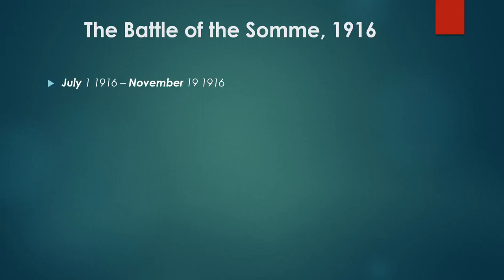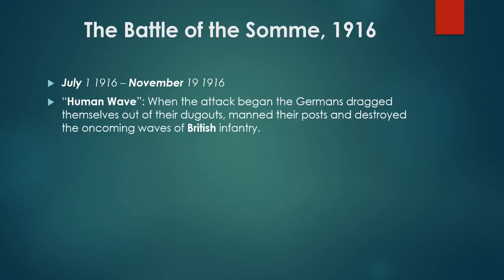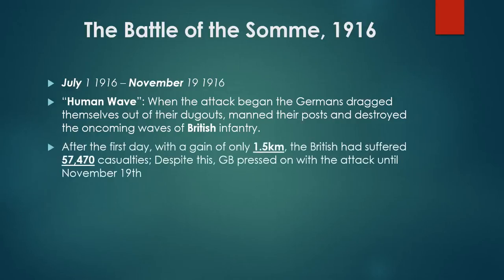Then we have the Battle of the Somme, which was also in 1916. This was significant because it showed a new strategy for trench warfare. This was called the human wave. When the attack began, the Germans dragged themselves out of their dugouts, manned their posts, and destroyed oncoming waves of the British infantry. What the British tried to do was go up over no man's land and into the German trenches. This was never done before in trench warfare, so they decided to shake things up a little and try out a new strategy. It did not work for them very well.